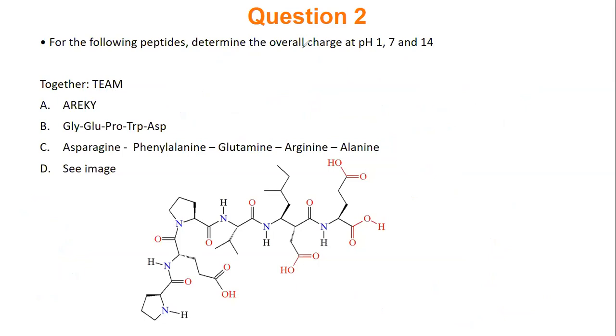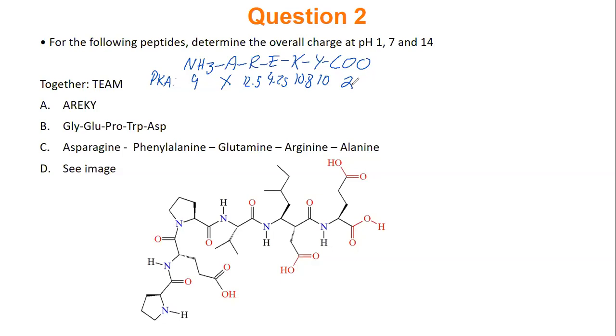First things first, write down your amino acids with the N and C terminus: NH3, A, R, E, K, Y, C, O, O. Write down the pKa's. The pKa of every N terminus is 9. A does not have a pKa. Arginine has a pKa of roughly 12.5. Glutamic acid has 4.25. Lysine, K, special K, 10.8. Tyrosine has a pKa of 10. C-terminus, 2. So unlike our previous example, Archie has a lot of ionizable groups we have to worry about.